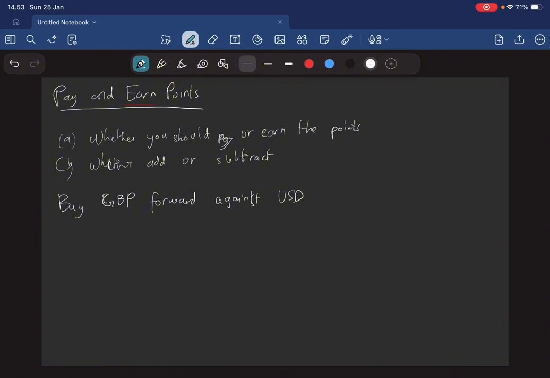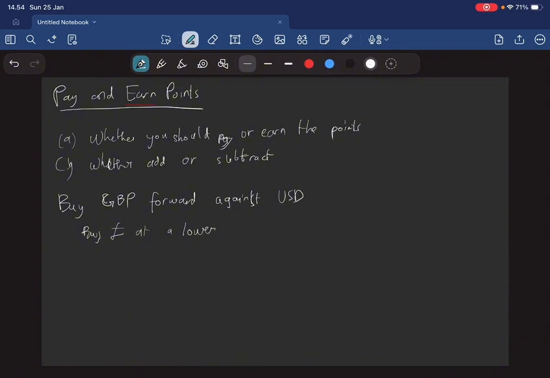In the case of sterling, that means you will buy sterling at a lower, more advantageous rate, that is, pay fewer dollars per pound in the future. So you subtract the points to get the rates.